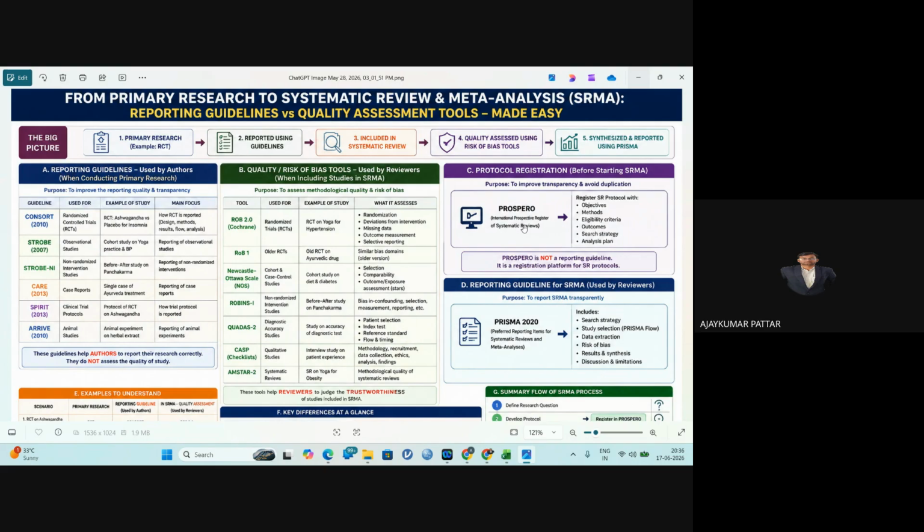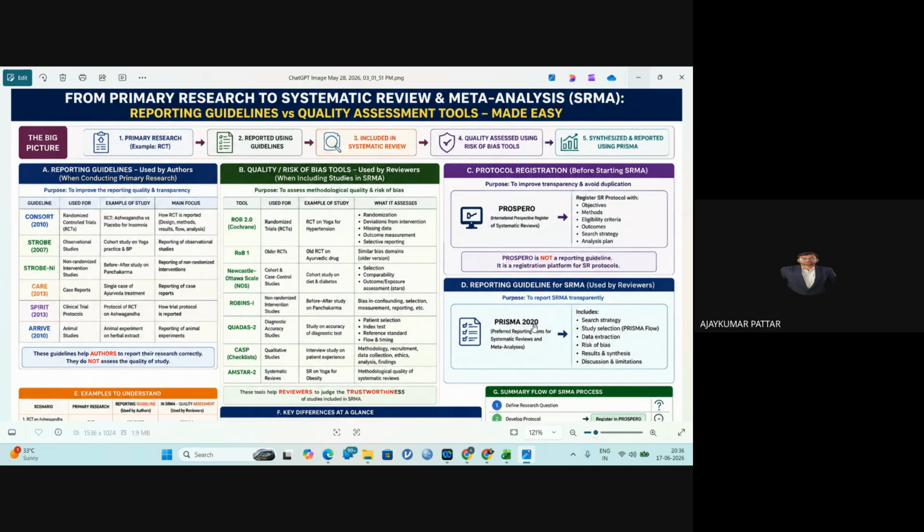So what is PROSPERO? PROSPERO is a register. We are doing protocol registration. We are registering the protocol in PROSPERO, but the reporting guidelines for systematic review and meta-analysis are PRISMA. We have also discussed this: that we conducted the SRMA according to PRISMA. PRISMA is not a conducting guideline; it is a reporting guideline.